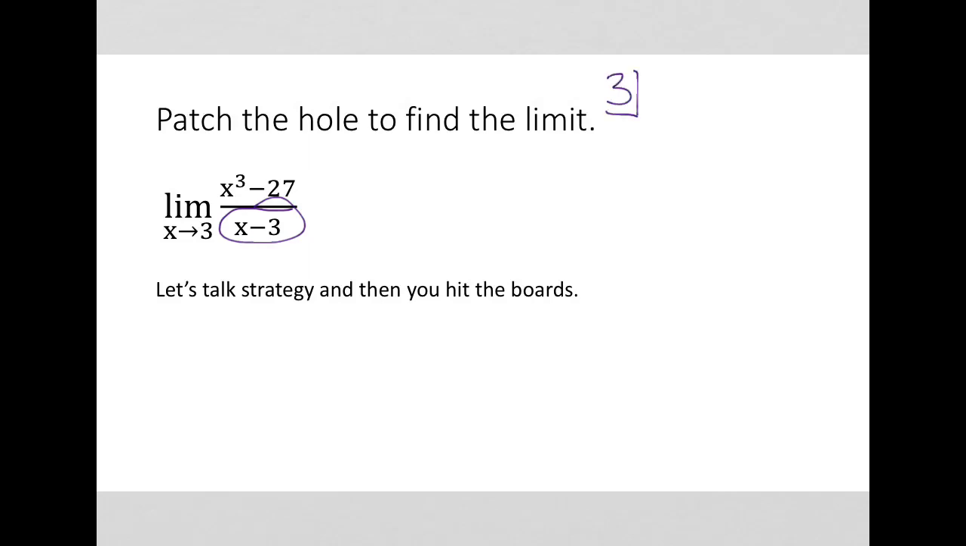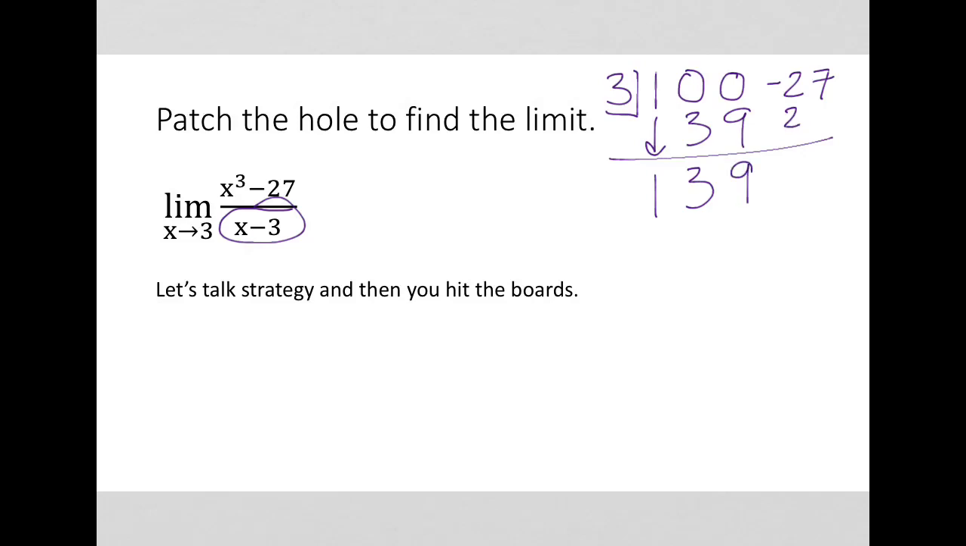So I take the solution of my divisor, which is 3, and I divide into my polynomial x cubed plus 0x squared plus 0x minus 27. Don't forget those zeros. Drop down the 1. Then I get 1 times 3 is 3. 0 plus 3 is 3. 3 times 3 is 9. 0 plus 9 is 9. And 3 times 9 is 27. So I get a remainder of 0.